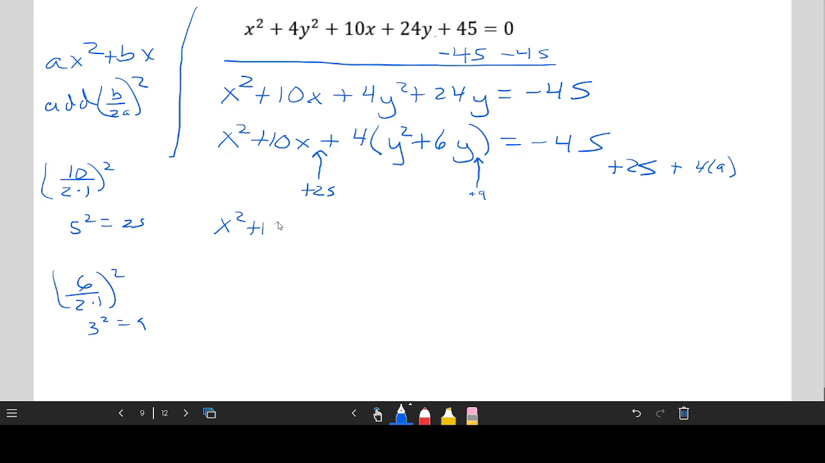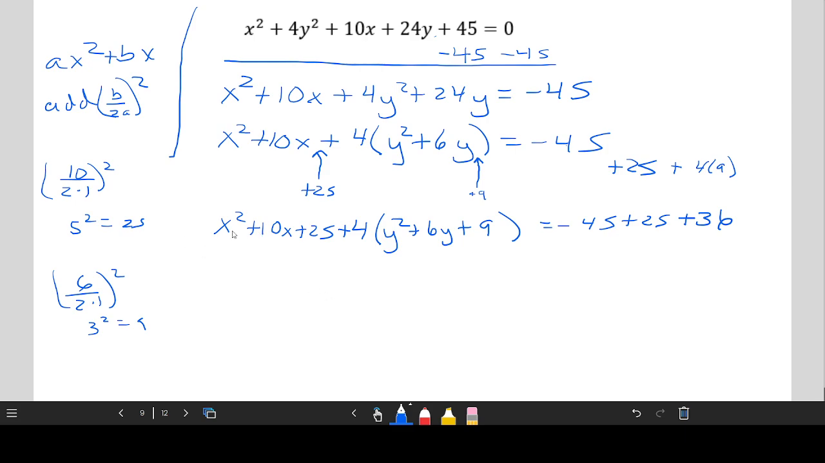If that's not super clear, maybe it'll help if I write it out this way. So we're adding 25 there. That means we add 25 to the right side, and then we're adding 9 in here, and that 9 gets multiplied by 4, which is 36. So we have to add 36 to the right side because we didn't add 9 to the left side. We added 9 inside the parentheses, and everything in the parentheses is getting multiplied by 4. I think that's like the trickiest thing when you have that coefficient up front.